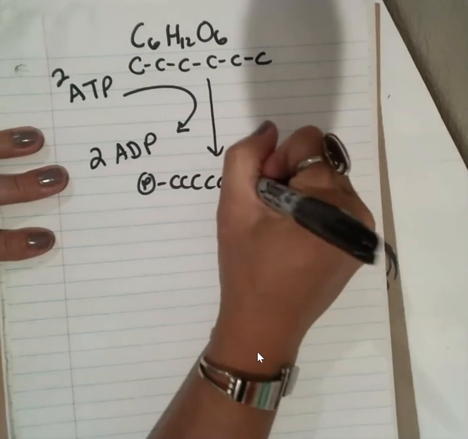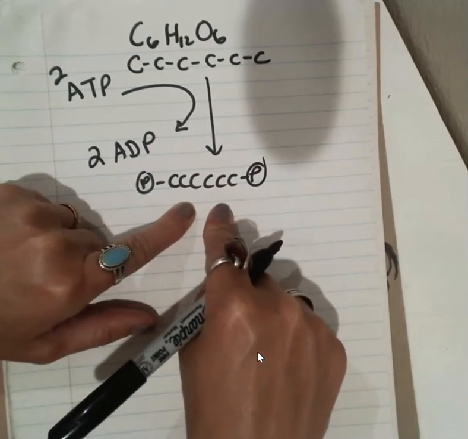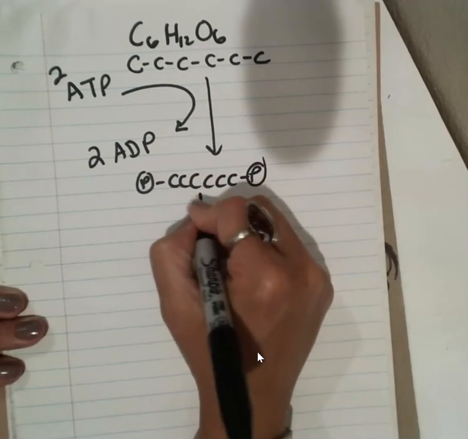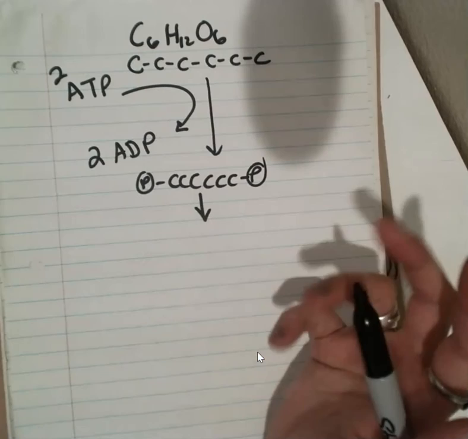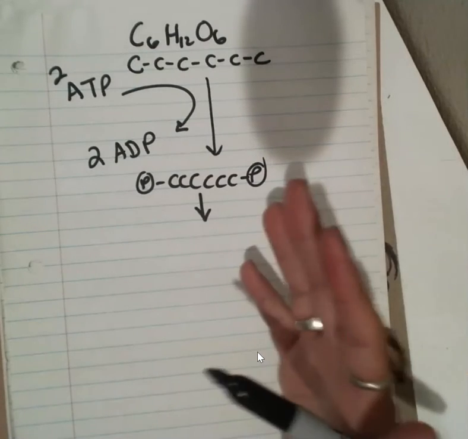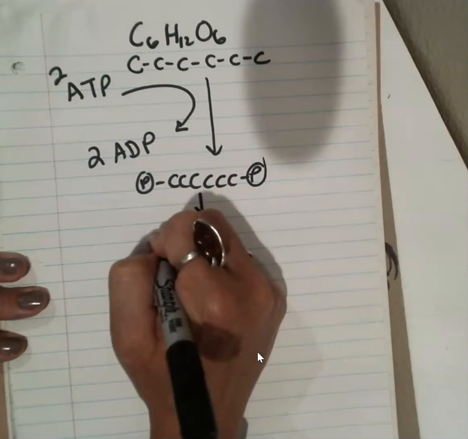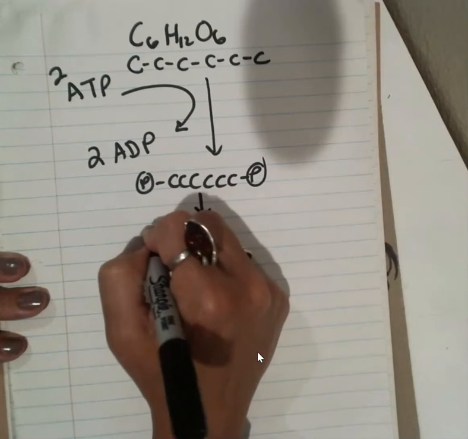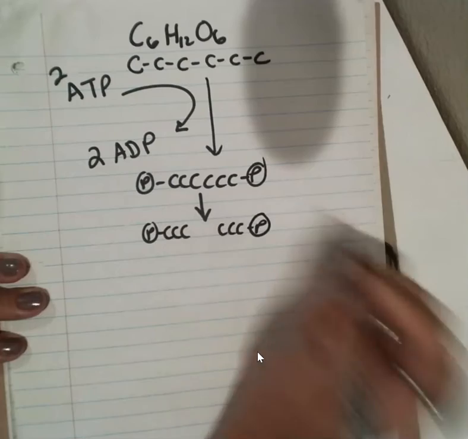1, 2, 3, 4, 5, 6. And we actually will put 2 phosphates onto that 6-carbon molecule. And then another enzyme. So every time we do an arrow like this, that is implying that it's an enzyme-controlled reaction. So here, our next step is an enzyme will actually break this 6-carbon molecule into 2 3-carbon molecules.